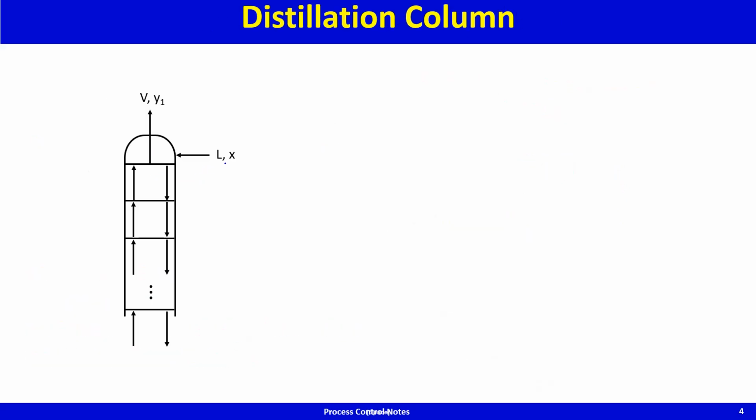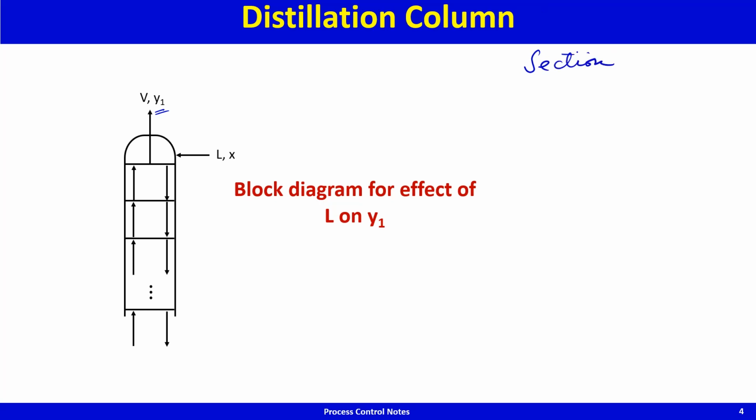Now let's look at a distillation column, and what we want to do is we want a block diagram that relates the effect of L on the overhead vapor composition. It's actually a distillation column section. Not the entire column with the condenser and the reboiler, but just, okay. Alright, so a tray section.